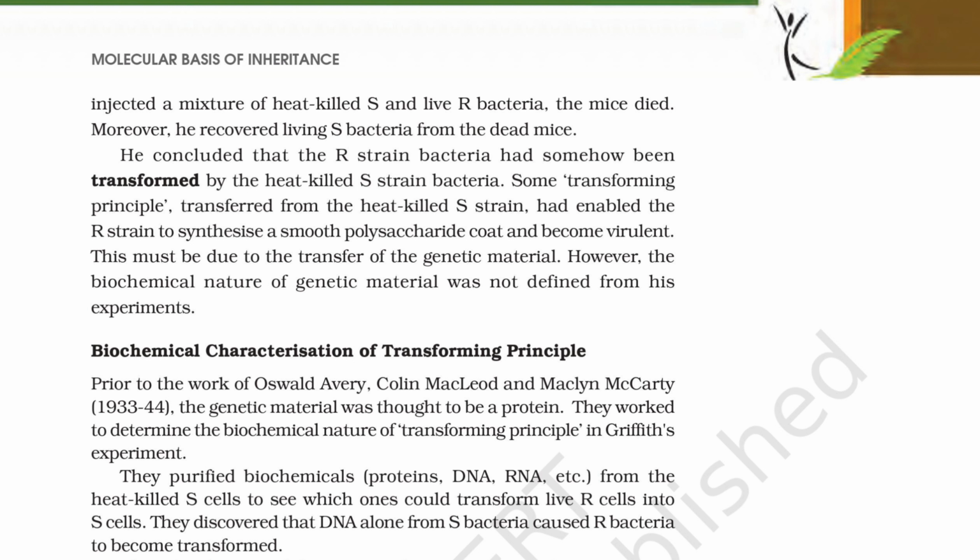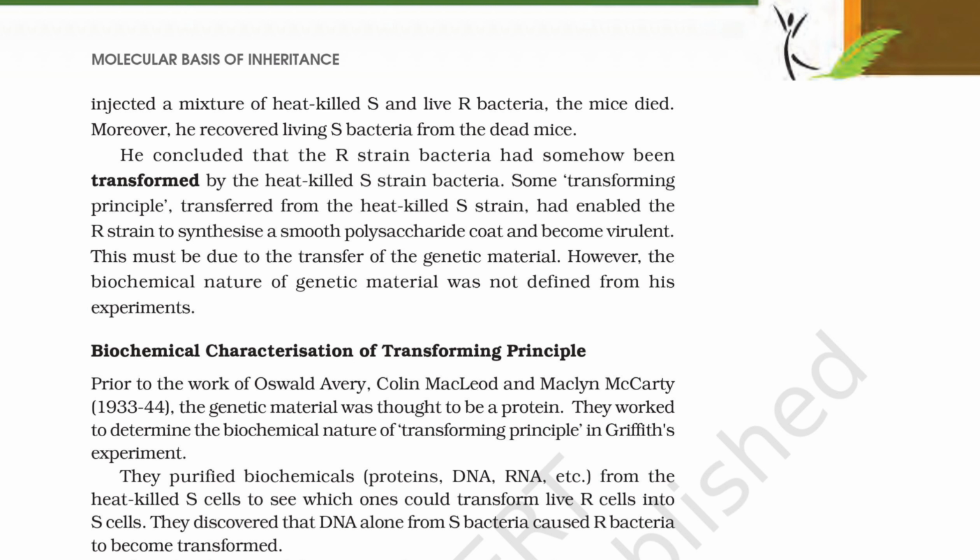He concluded that the R strain bacteria had somehow been transformed by the heat-killed S strain bacteria. Some transforming principle, transferred from the heat-killed S strain, had enabled the R strain to synthesize a smooth polysaccharide coat and become virulent. This must be due to the transfer of the genetic material. However, the biochemical nature of genetic material was not defined from his experiments.